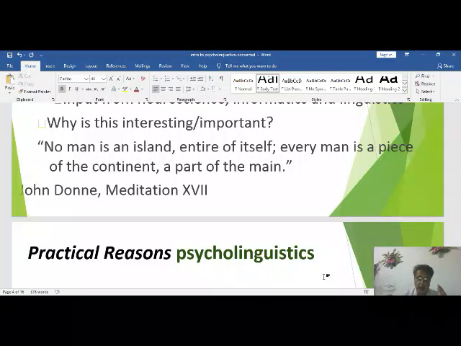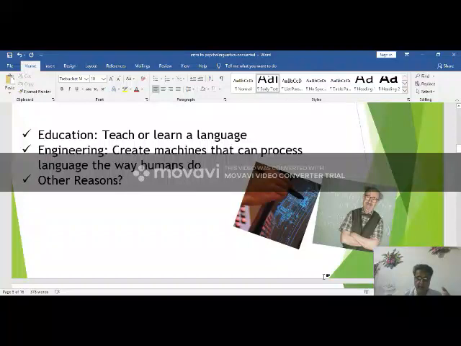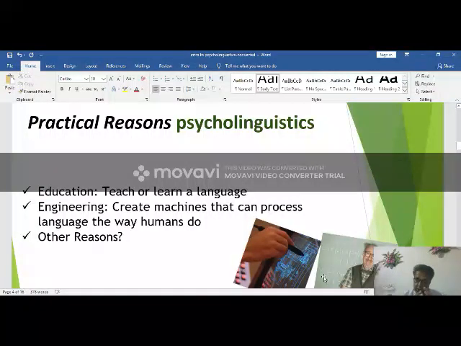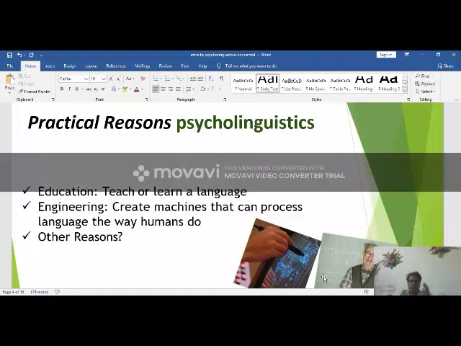And psycholinguistics basically belongs to the language and human mind, so its study needs a high concentration on the part of researchers, students, and teachers as well. There are certain practical reasons for studying psycholinguistics.